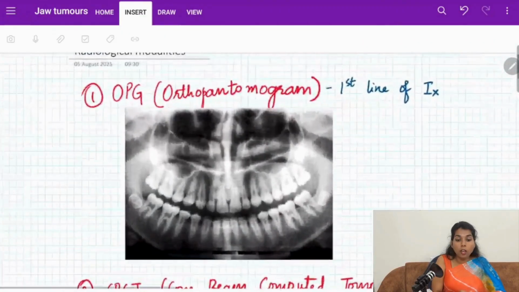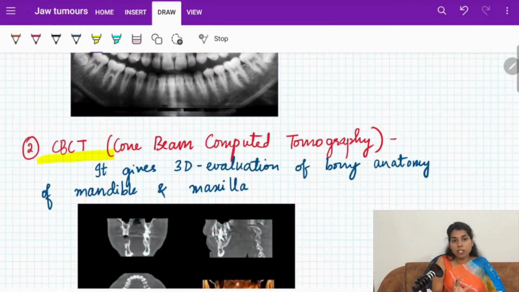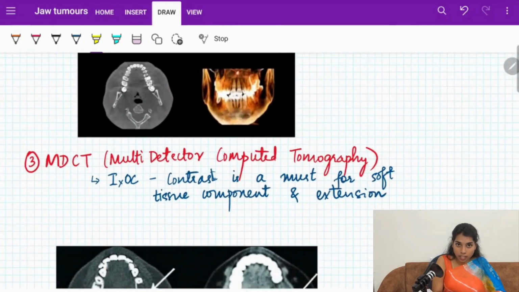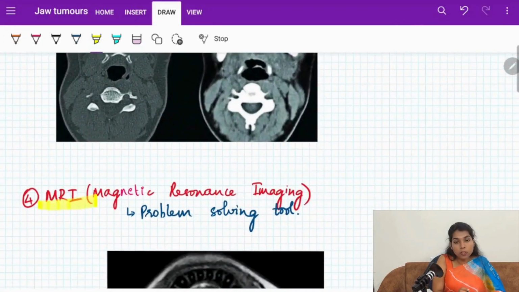Starting with the OPG, OPG is the first line of investigation. CBCT is something which is done by the dentist himself, which gives 3D anatomy of the bone. Then we have MDCT, which the radiologist does, and it is considered the investigation of choice. And contrast enhanced CT is a must and should to evaluate the soft tissue component, as well as it also gives information of the bone, and hence it becomes the investigation of choice. MRI is just a problem solving tool.